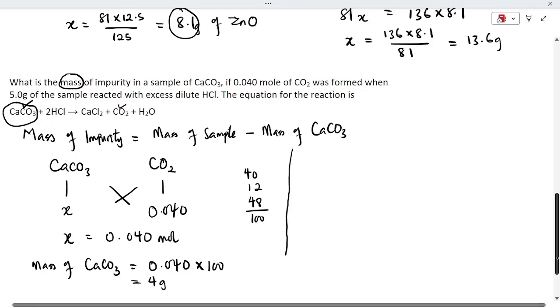So you can see, the whole sample was 5 grams, but out of that 5 grams, only 4 grams was calcium carbonate. So I believe you can easily get the impurity. That will be the mass of the sample, which is 5 grams, minus the mass of calcium carbonate. So you can see what the idea behind impurity actually is. The impurity will not behave as the actual compound.